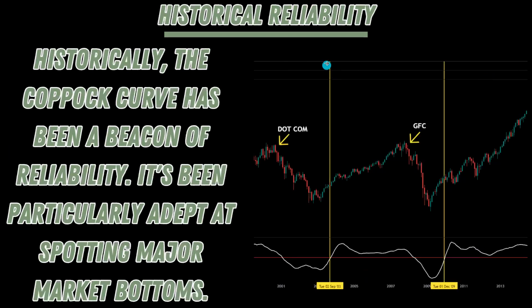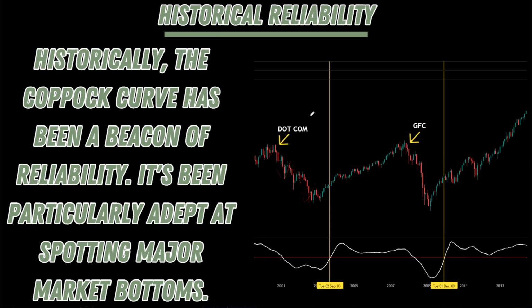And then, when you look at the historical reliability, the Coppock curve has been a beacon of reliability. It's been particularly adept at spotting major market bottoms. Now, this doesn't mean that it's going to call the bottom when the bottom comes. It's able to spot the bottoms after they have happened. Okay. Meaning that you don't necessarily have to worry as much that we're going to continue this downtrend, right? Notice how we come down, then we rally, we come down, and then we rally.